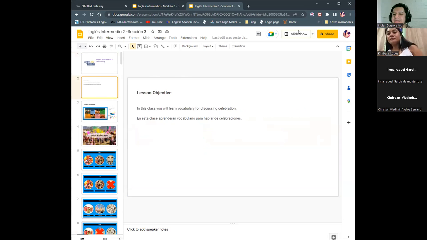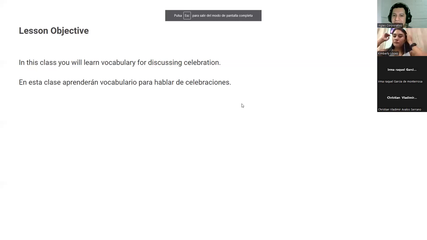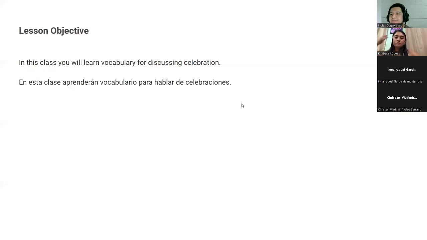Objective. In this class, it says you will learn vocabulary for discussing celebration. O sea que vamos a hablar de celebraciones, right? What kind of celebrations do we have in El Salvador? Do you know? Like holidays or celebrations. What kind of celebrations do we have? Independence Day. What else? Labor Day, Día del Trabajo. Exactly. Perfect. Very good.